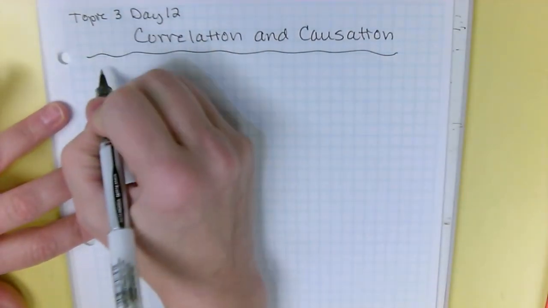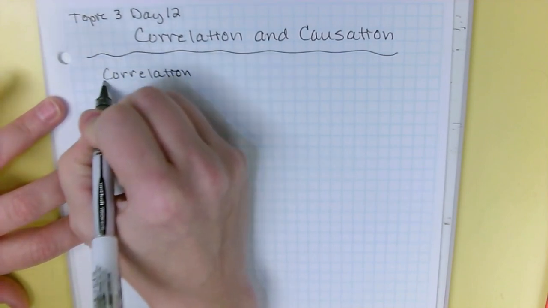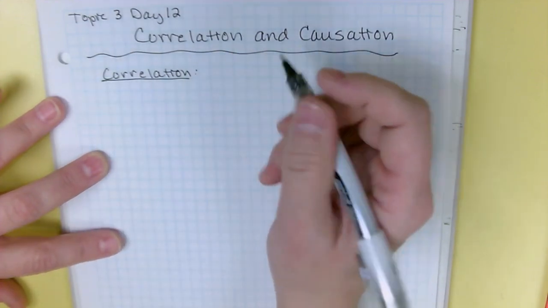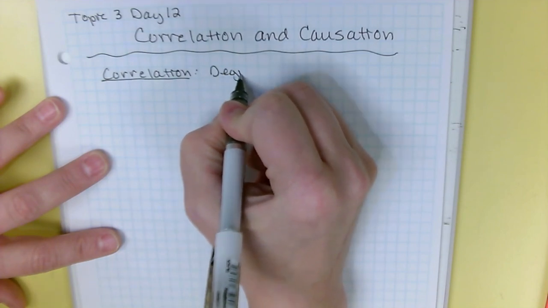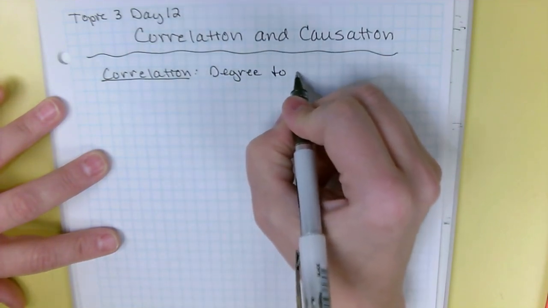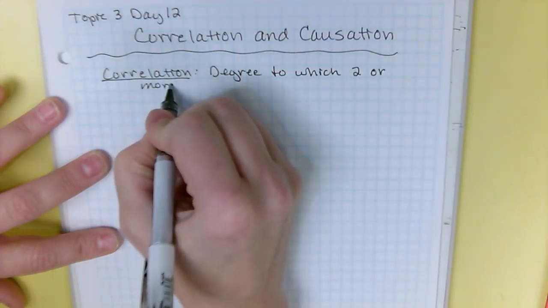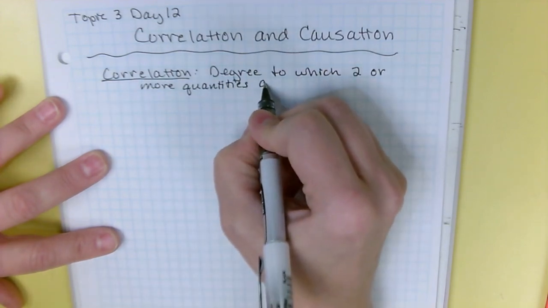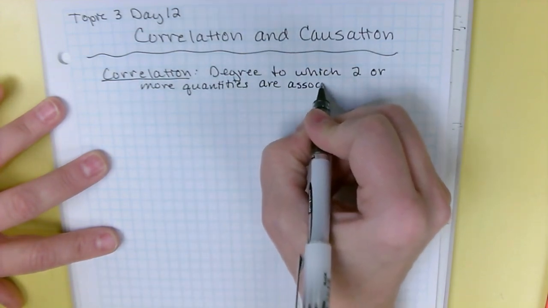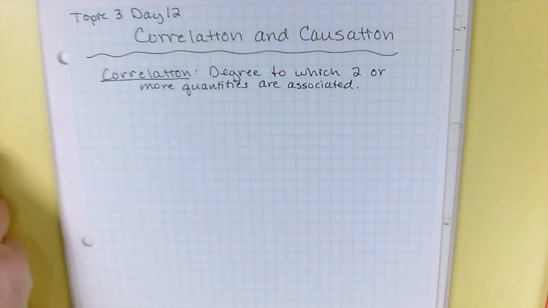Okay, so correlation, let's start with that one, the definition. Correlation, and we did this definition yesterday, is the degree to which two or more quantities are associated. Like, how closely are they associated with each other? That's your correlation.